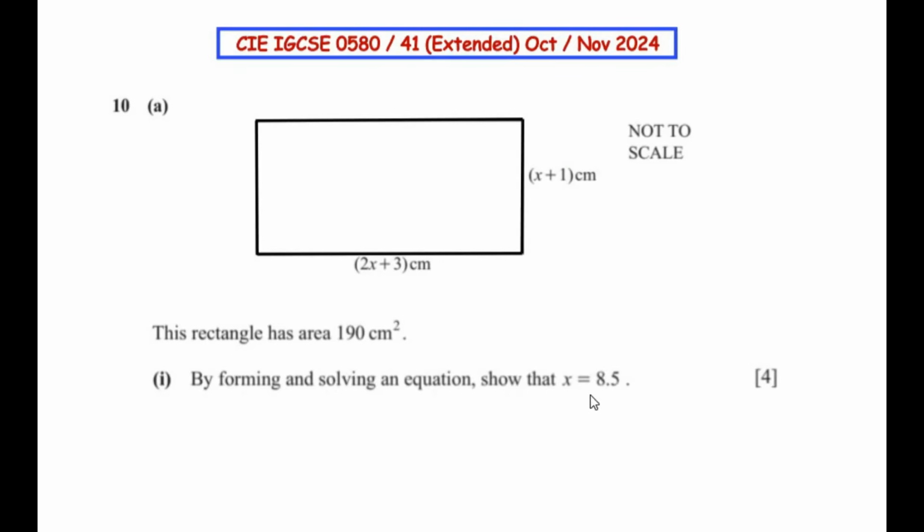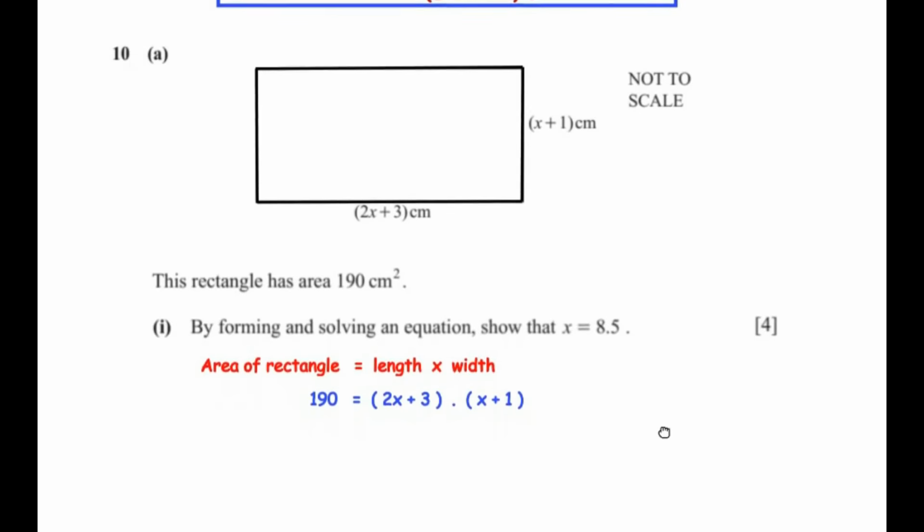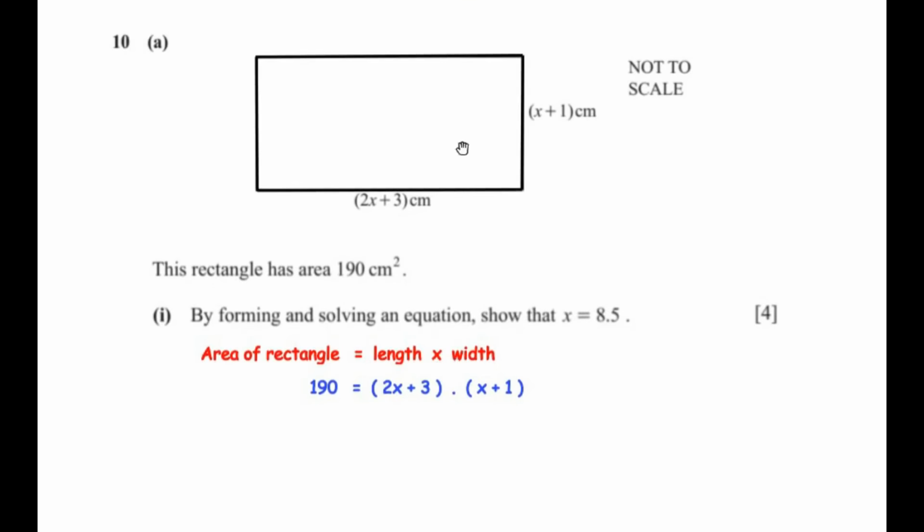So to show that the value of x is 8.5, let us consider the area of the rectangle formula. We have written here: area of the rectangle is equal to length times width, and the area here is given as 190, equal to, here we have considered the length as 2x plus 3 and the width as x plus 1. Now to further simplify this, let us expand the brackets.